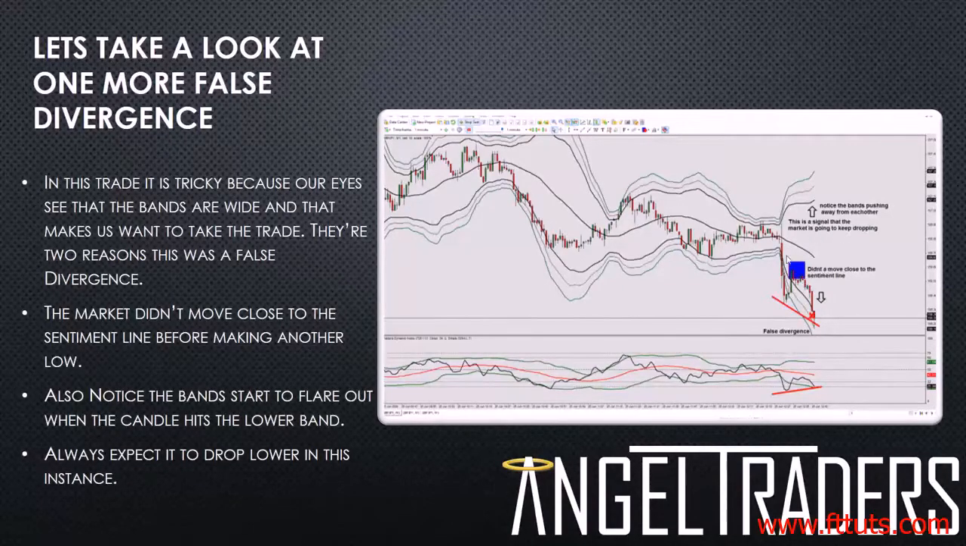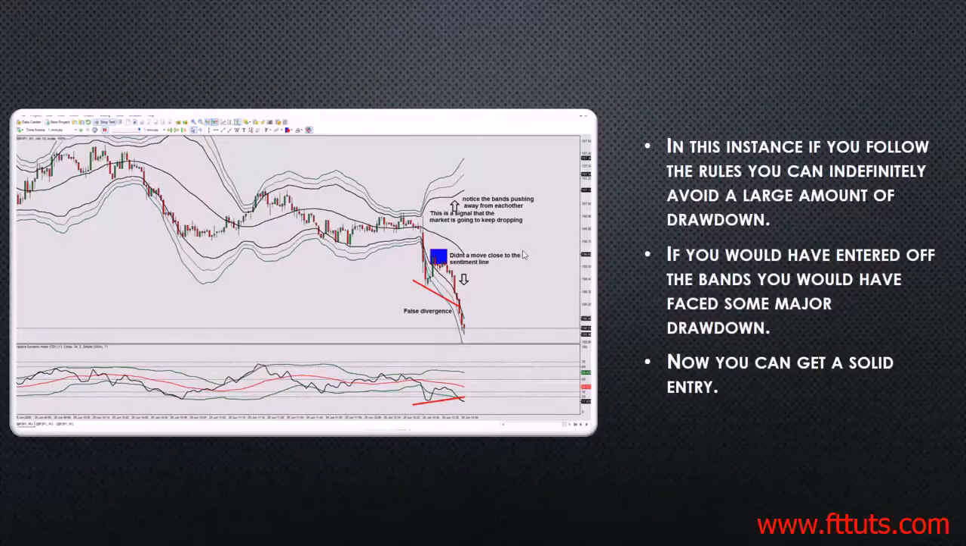As soon as this came down, also I want you to notice how the bands squeezed up right here just a little bit, and then as soon as it came down here, they started to flare away from each other. Always expect it to drop lower in this type of situation. As you see right here, the market just crashed.